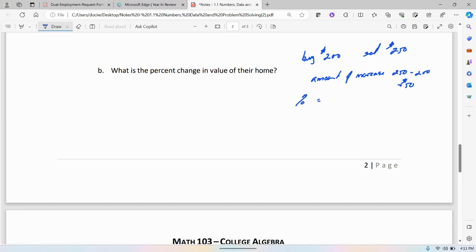To find the percent increase, I'm going to find that difference between the sell and the buy, and I'm going to divide that by the buy. So in other words, my price increased $50. 50 divided by 200 is 1/4, or 0.25, or 25%. So the percent increase in the value of the book is 25%. The amount increase was $50. The percent increase is 25.